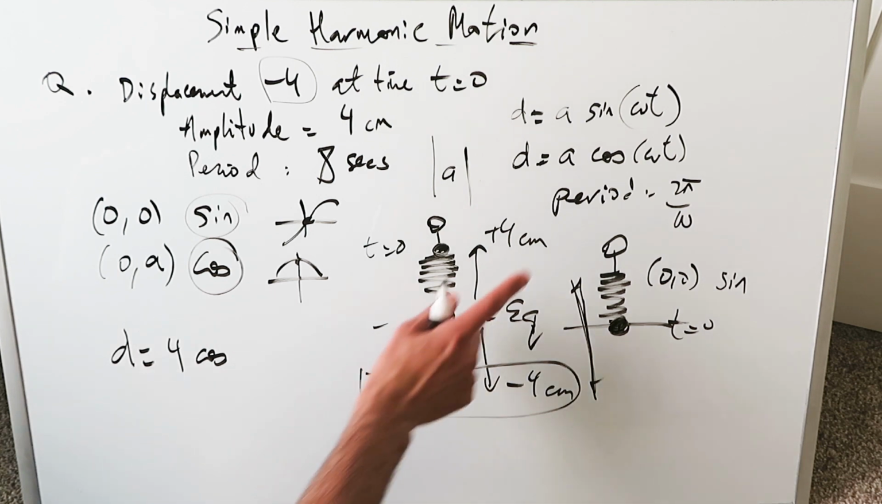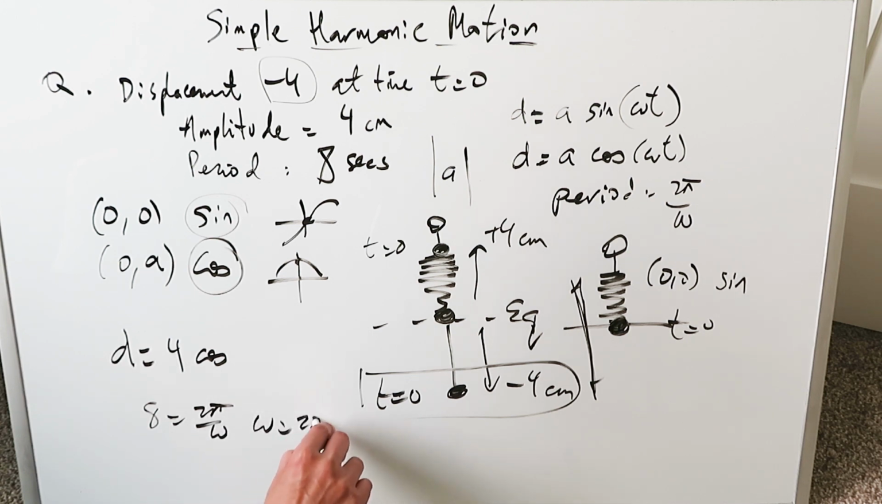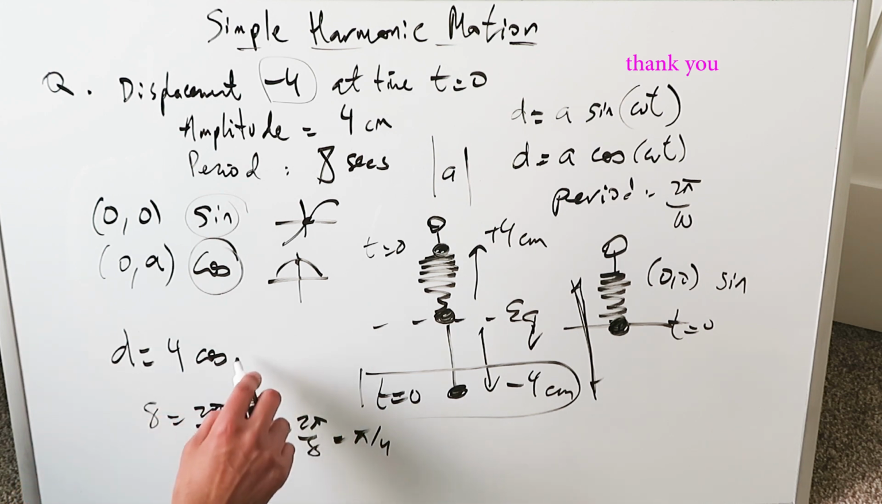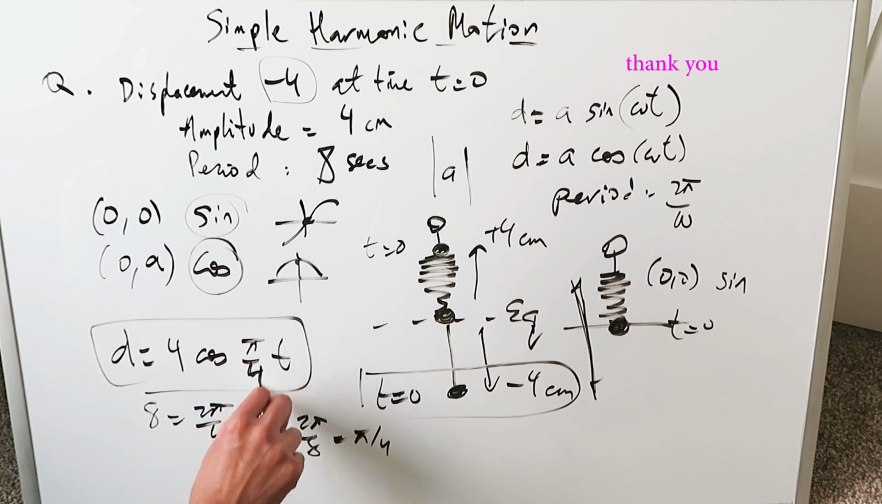Anyhow, 4 cosine omega t, period is equal to 8. 8 is equal to 2 pi divided by omega, and omega is equal to 2 pi over 8, which is pi over 4. So distance is equal to 4 cosine pi over 4 t, and this here would be your answer, and your question is done.